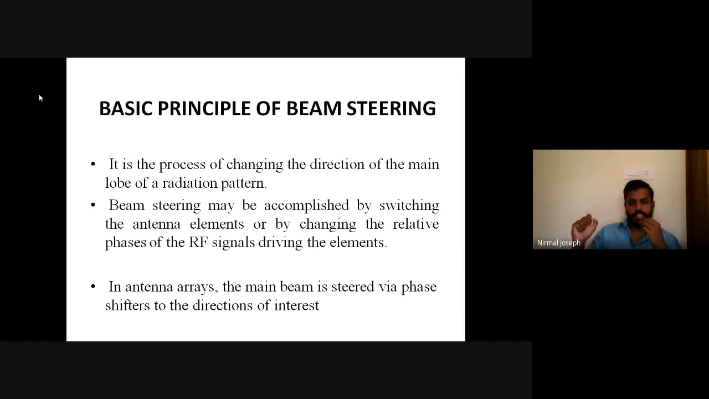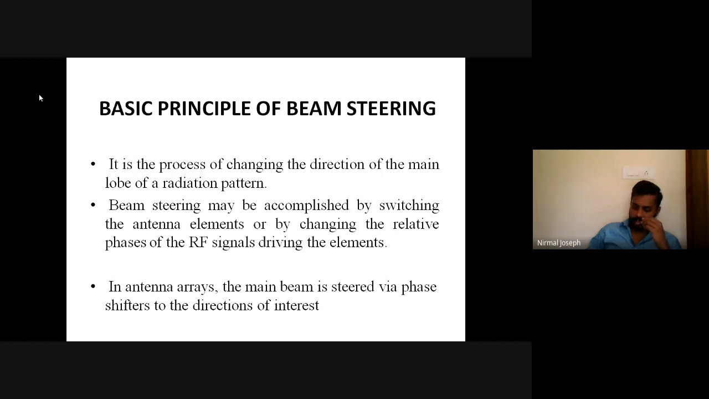In antenna arrays, the main lobe is steered via phase shifters to the direction of interest. And how are we going to change the phase? The main beam is steered by phase shifters. We are using phase shifters. What is a phase shifter? Basically, it is nothing but an arrangement to shift the phase.